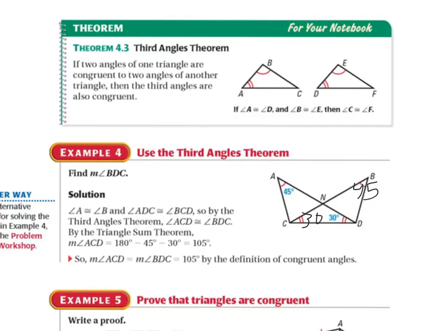So let me switch back here. Okay, so BDC, which is right here. So we found our 45-degree angle, we found our 30-degree angle. We know our three angles are going to add up to 180 degrees. So we can go back in our 180 minus 45 minus 30, and that's going to give us 105 degrees. So measure of angle ACD and, for that matter, BDC are 105 degrees by the definition of congruent angles.